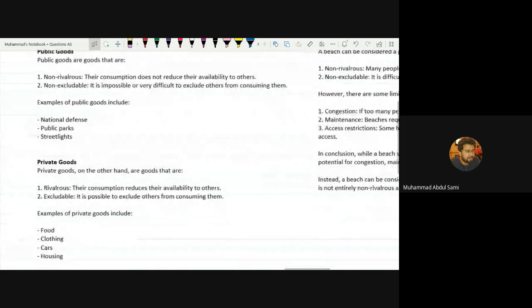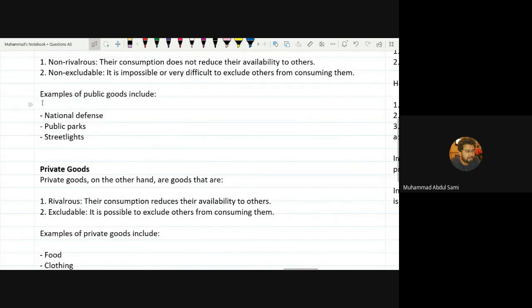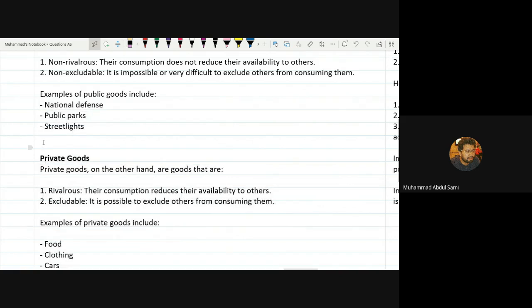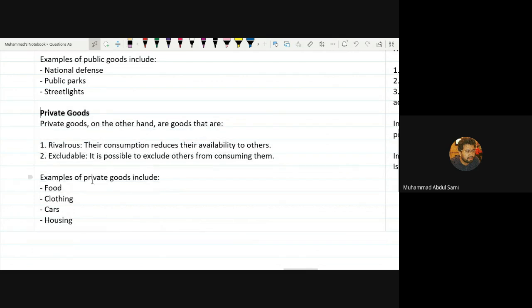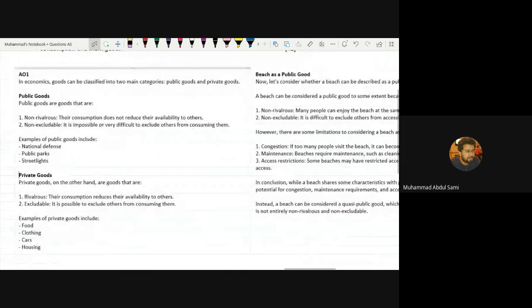Now, examples of public goods may include national defense, public parks, or even street lights that we have covered in our syllabus. The private goods, on the other hand, are goods that comprise two features: one is rivalrous, the other is excludable. Rivalrous means the consumption reduces the availability to others, and excludable means it is possible to exclude others from consuming them. Examples of private goods may include food, clothing, cars, and housing. So this is relatable to AO1.